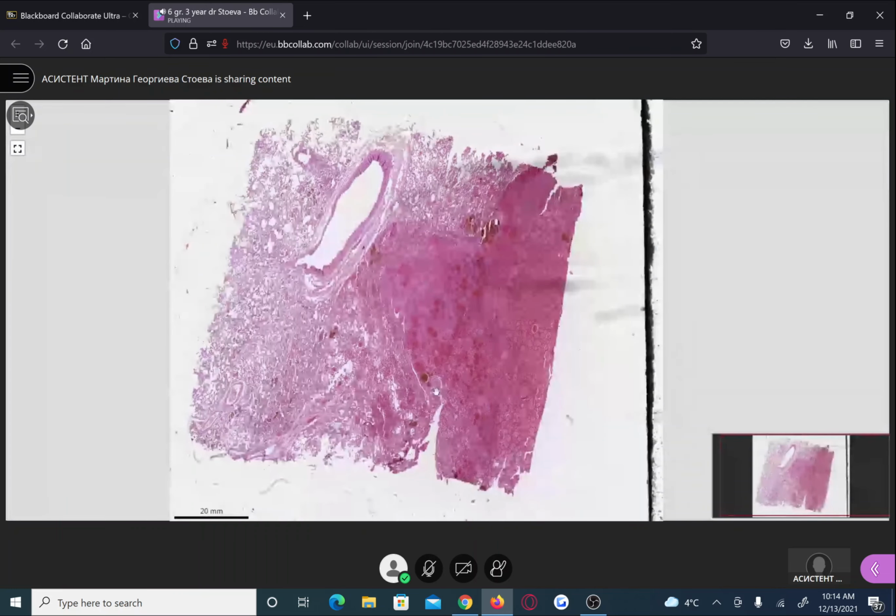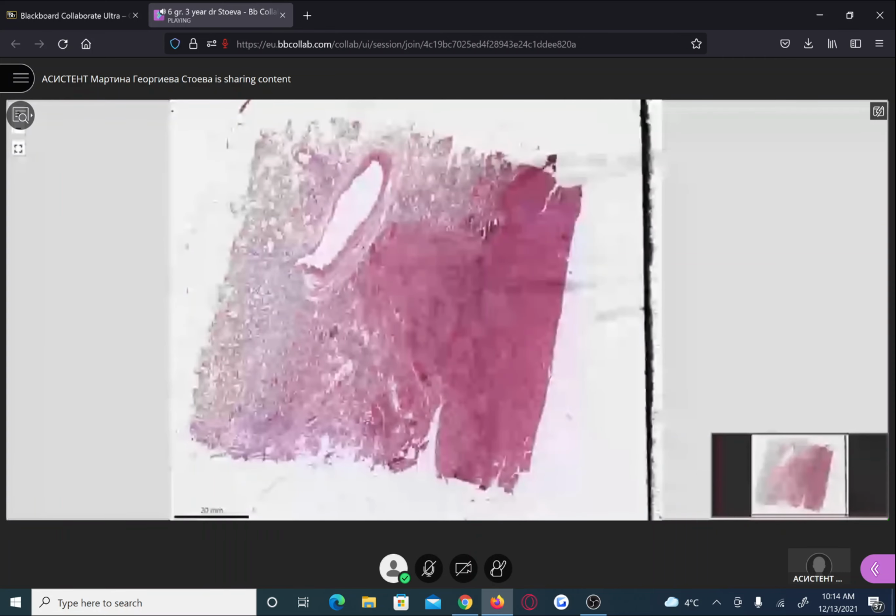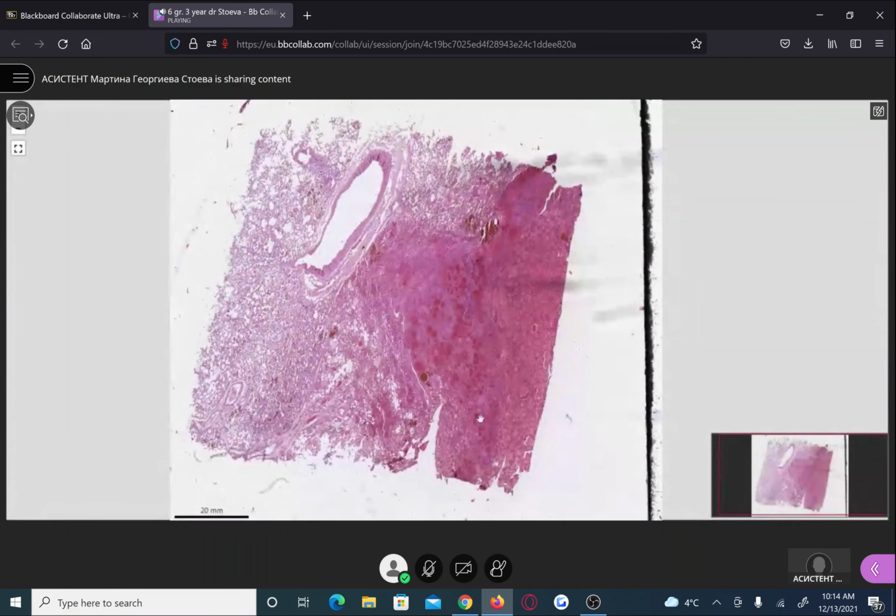I didn't mention it, but on the previous 2 slides, in the spleen and the myocardium, we saw the anemic or white type of infarctions, while here in the lungs, the type of infarction is hemorrhagic. That's why the infarcted area is reddish in color.